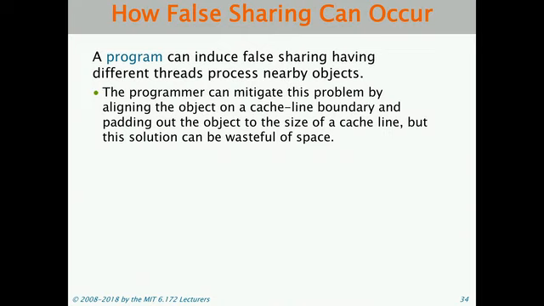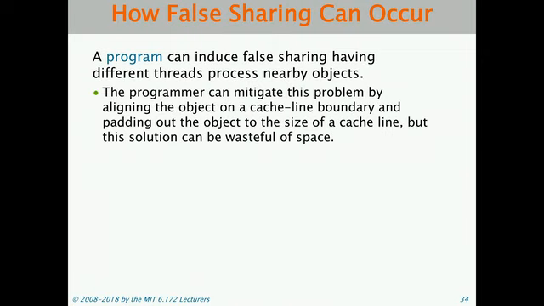A more general approach is that you can actually pad the object. So first, you can align the object on a cache line boundary, and then you pad out the remaining memory locations of the object so that it fills up the entire cache line. And now there's only one thing on that cache line. But this does lead to a waste of space, because you have this wasted padding here.